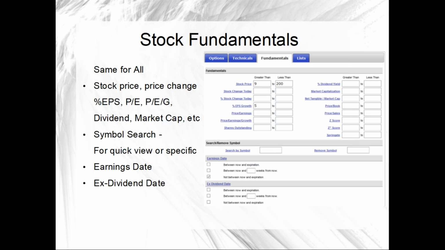In all strategies, you'll also be able to avoid stocks that have an earnings between now and expiration, or specifically look for stocks that have an earnings between now and expiration or between now and a few weeks from now, thinking about long straddles or long strangles for earnings plays. And of course, you can also filter by the ex-dividend date to be between now and expiration, not between now and expiration, between now and a few weeks from now if you're screening for dividend stocks.